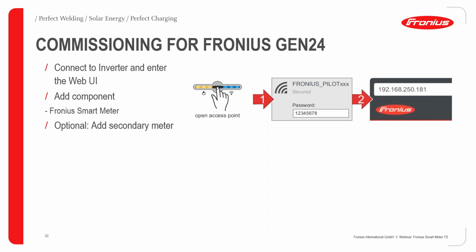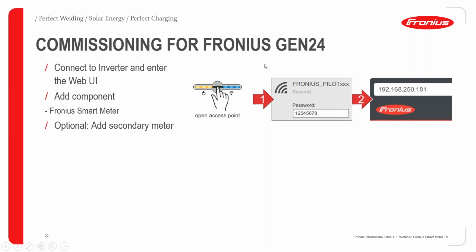So can be a laptop, a tablet, a smartphone, whatever. And by entering it, we have to set the password right. By entering this Wi-Fi, it's always the same, 1, 2, 3, 4, 5, 6, 7, 8. And if we are not using the app, we need to type into the browser this IP address, and then we come to the web UI of the inverter, to the own homepage, let's say, of the inverter.